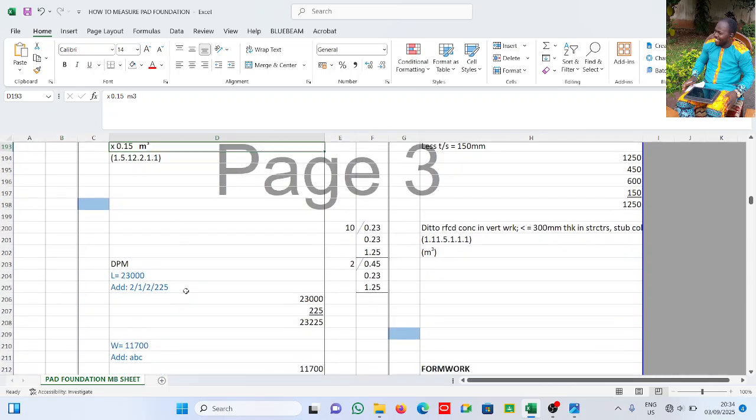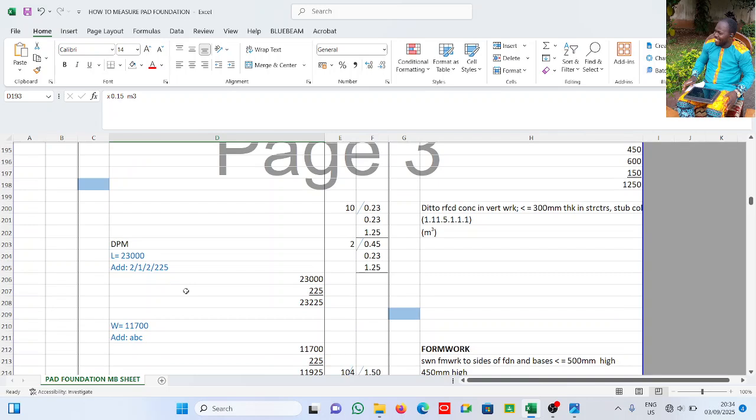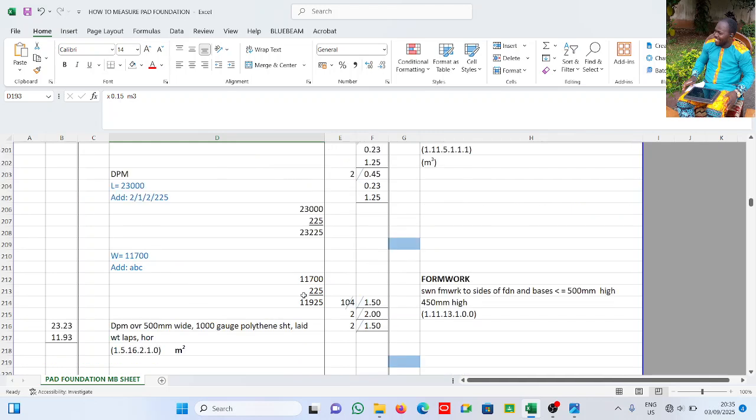Now, my DPM, that's the damp-proof membrane. The damp-proof membrane is, of course, the waterproofing you put before you cast. It's a square meter item, like we've just calculated. This is 23.3 by 11.93, length by width. The same thing here.